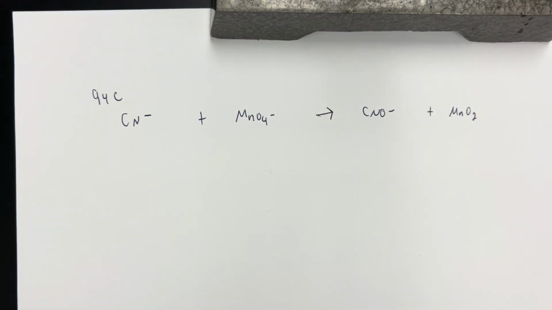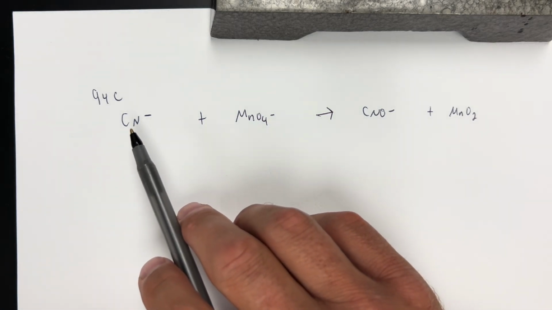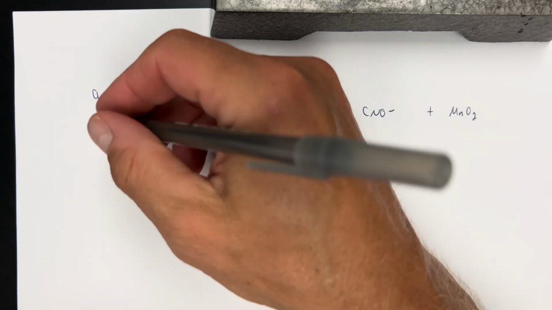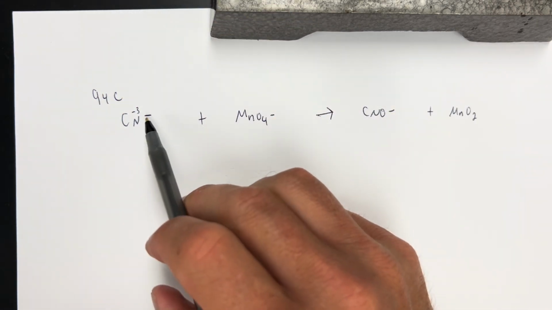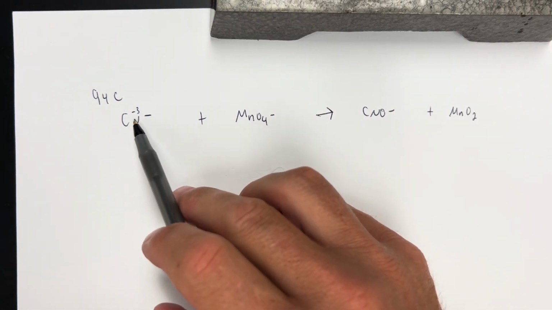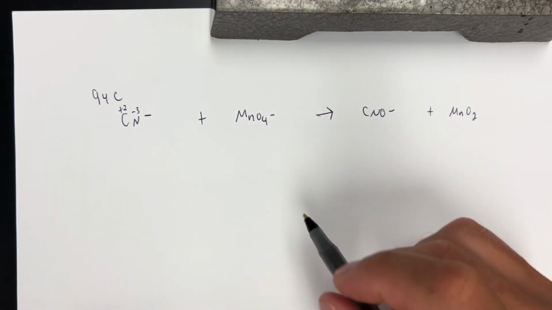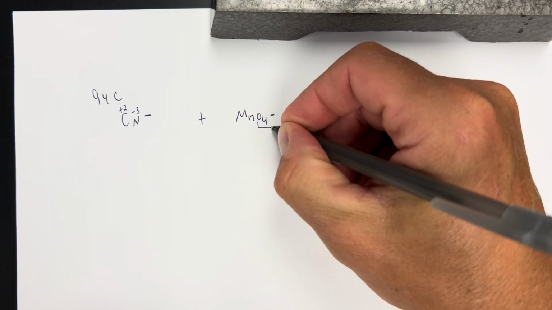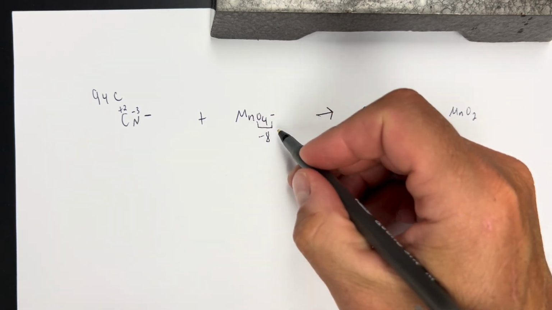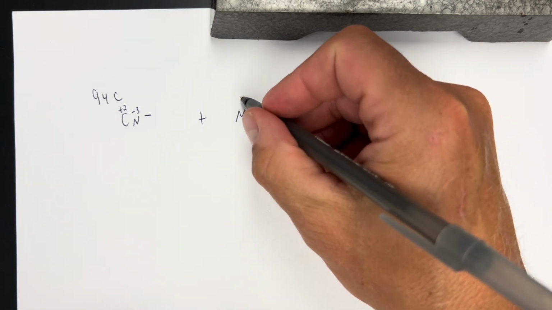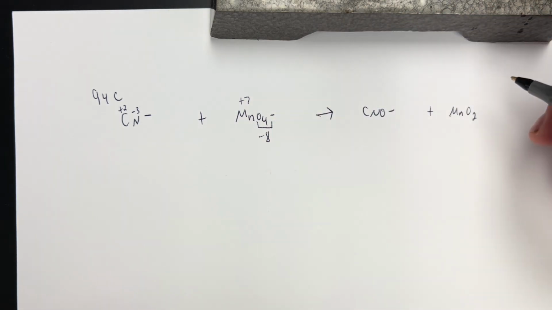Here's number 94C. It is a redox reaction in basic solution, so we have excess OH negatives. I will say on this one, I would need to tell you the charge of something over here. So I would tell you this charge on nitrogen is a -3. This whole CN negative, this cyanide ion, is a -1, so that means carbon is a +2. Over here, oxygen, -8 total, 2 times -4. This whole thing is -1, so that's a +7 for manganese.